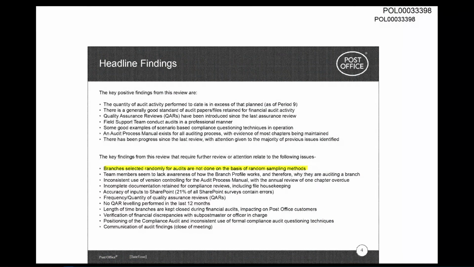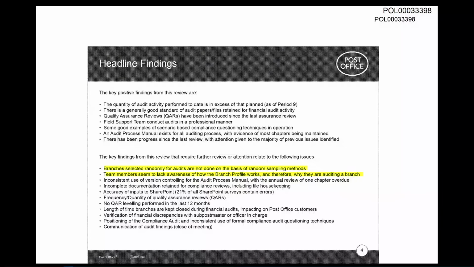Bullet point 2, team members seem to lack awareness of how the branch profile works and therefore why they are auditing a branch. Well, this seems to be a bad thing on its own, but in combination with non-random sampling, it seems to make it worse. Do you agree? I agree. This is my report, and I highlighted these issues.